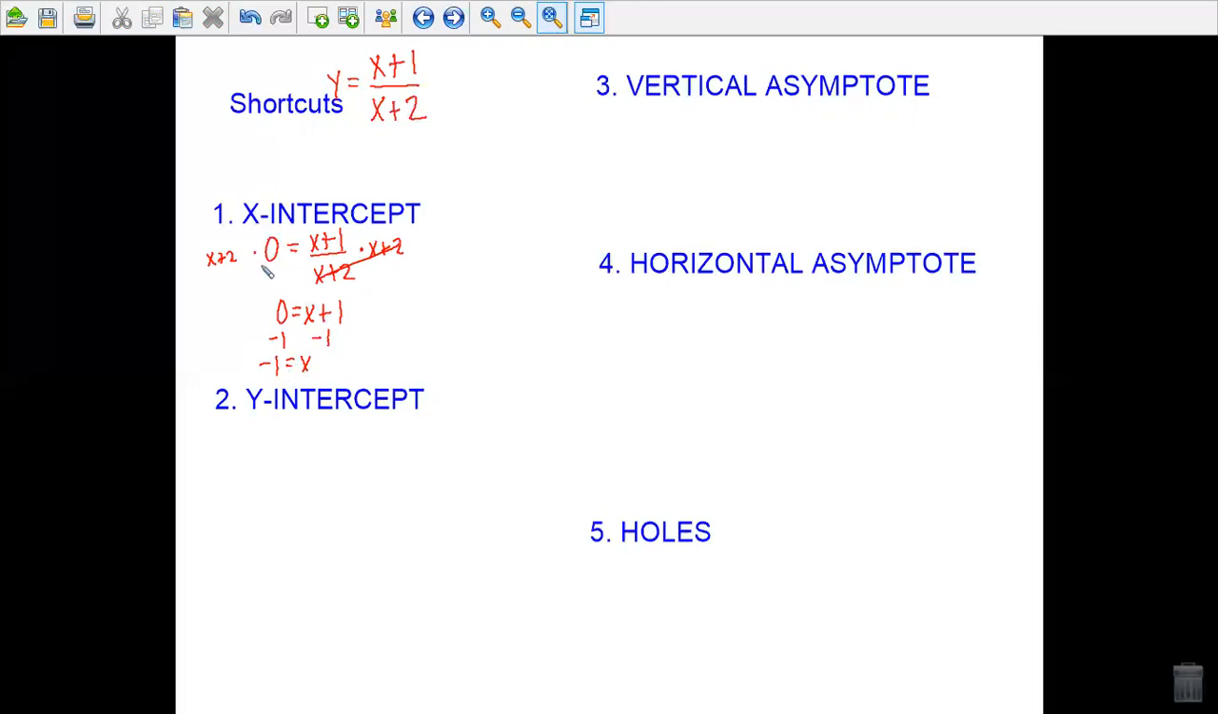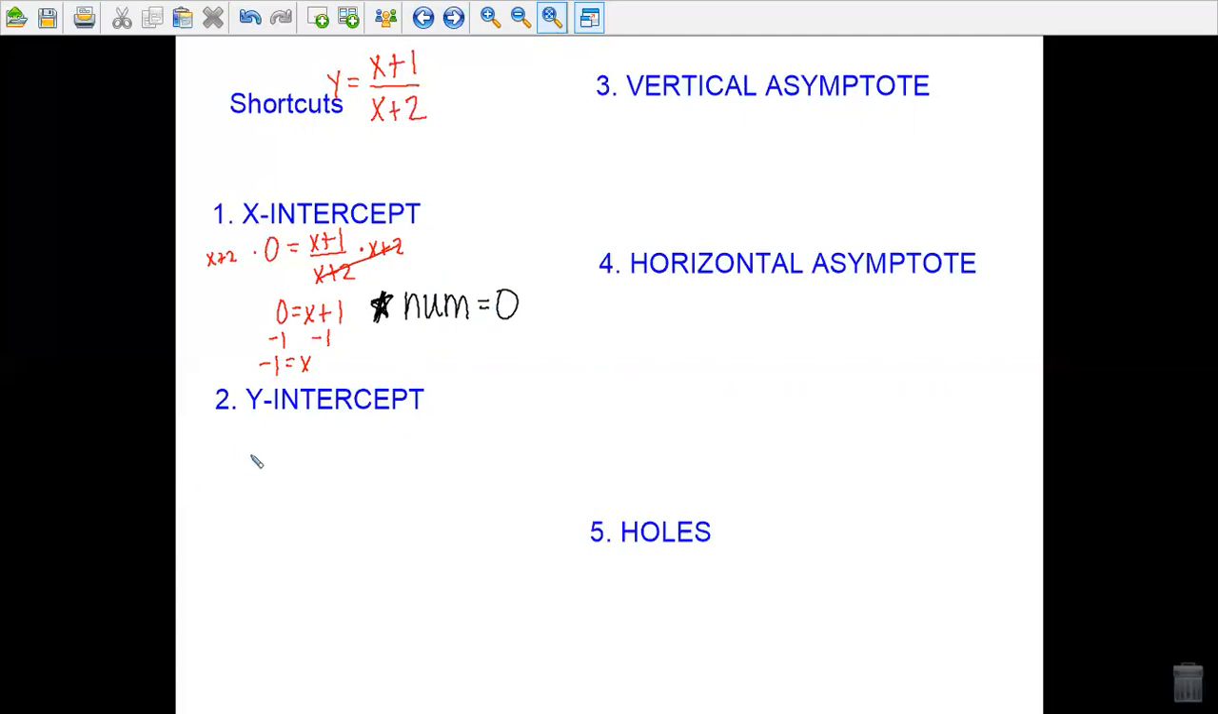But this process happens every time. If I set my function equal to 0 by plugging in 0 for y, I'm going to have to multiply by the denominator. And when I multiply by the denominator, it goes away because it multiplies by 0. So my shortcut, every single time I want to find the x-intercept, is just to set the numerator equal to 0. That's what you've got to remember. If I want to find my x-intercept, I can set the numerator equal to 0 every time.